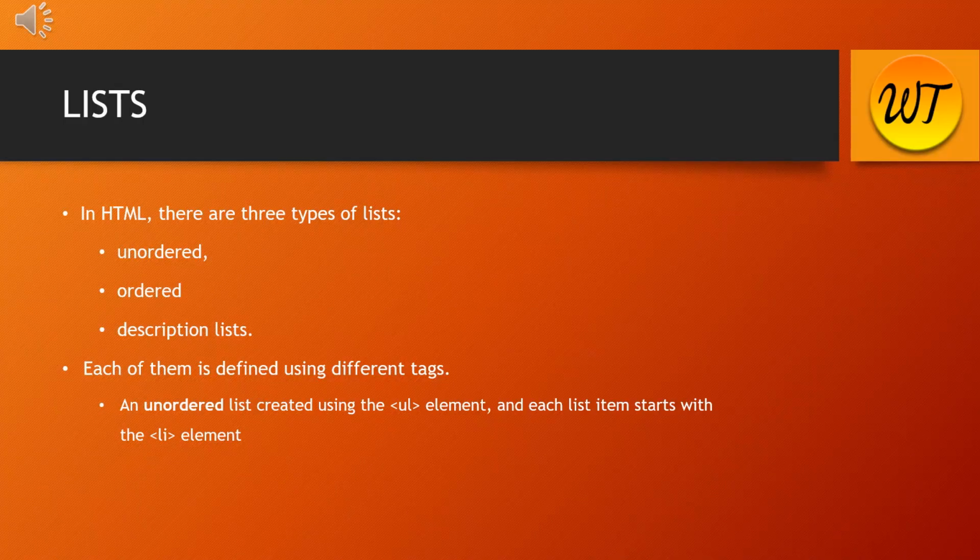What is a list in HTML? Three types of list are available: unordered, ordered, and description list. We used to call it UL, LI. These are the tags for HTML. The unordered list is created using the UL tag, that is the UL element, and each list item starts with the LI element. We will see how we can incorporate that in our HTML file.